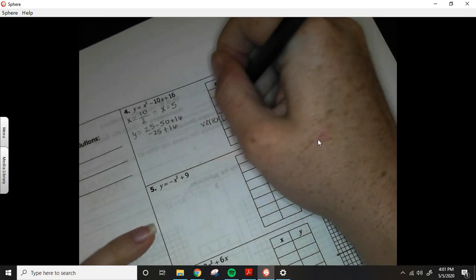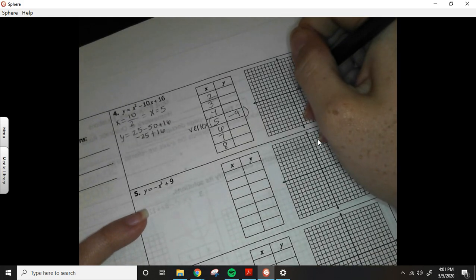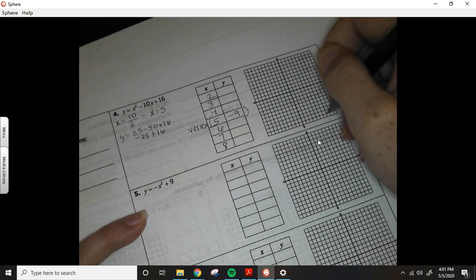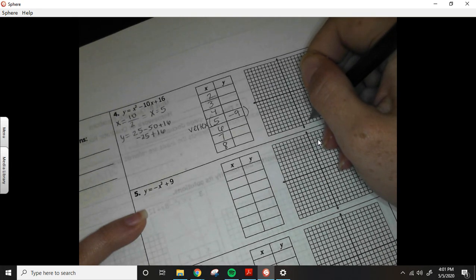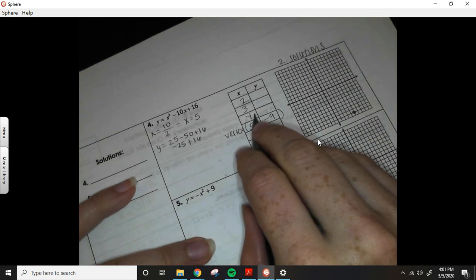Okay, so let's figure out the rest. So we've got 4, 3, 2, and then 6, 7, 8. Geez, high numbers. Okay, so the vertex is over here somewhere. So negative 1, 2, 3, 4, 5. And then this is going to be it. 5, negative 9, opening up. So we know it's gonna have 2 solutions. We got to figure out where they're going to be. Hopefully we'll get lucky and hit them before.